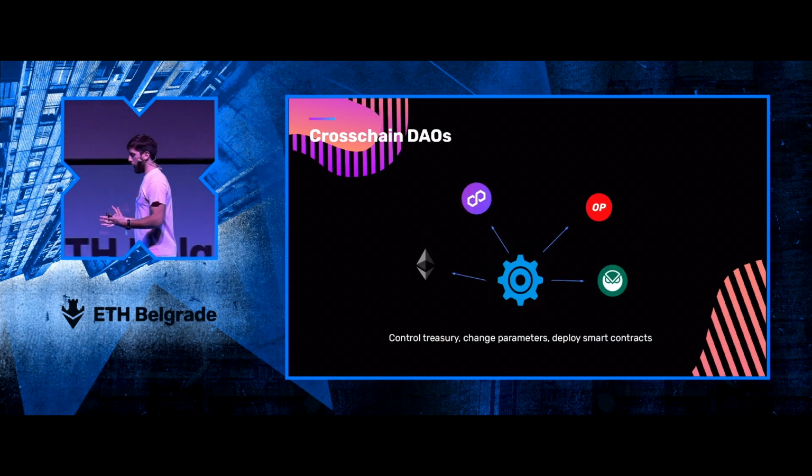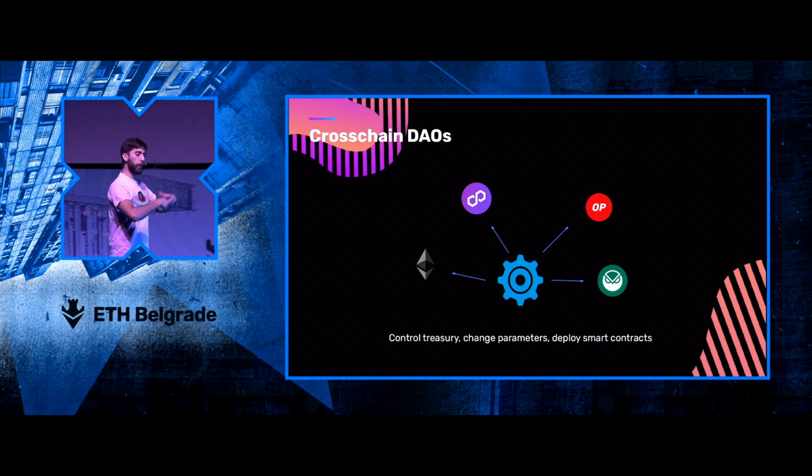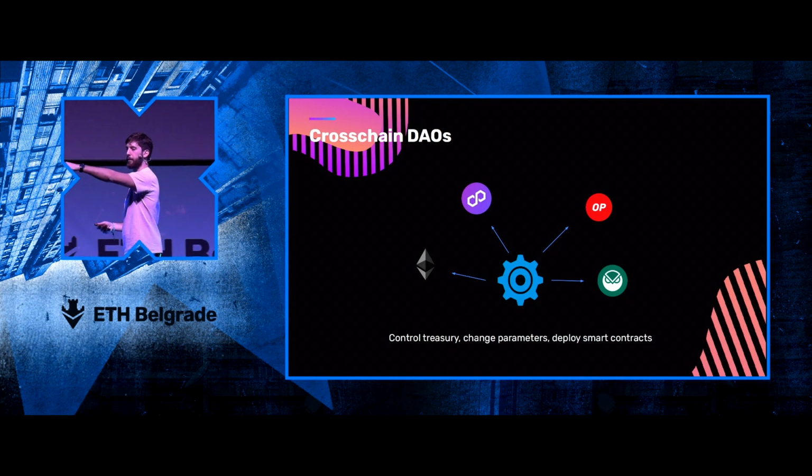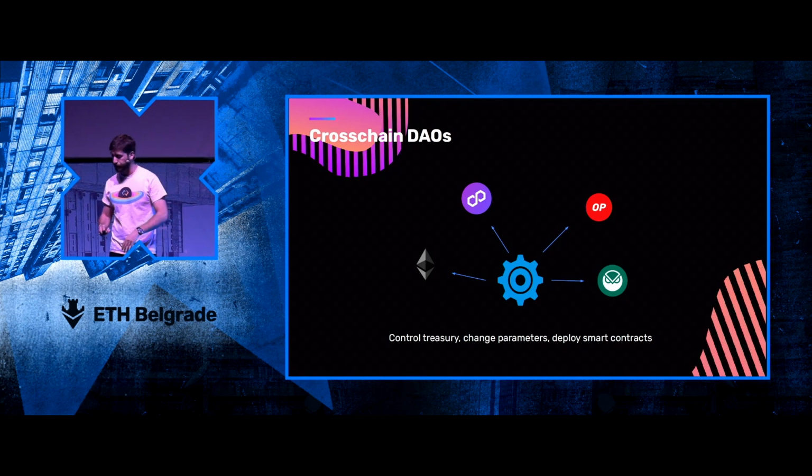Imagine a DAO that sets up its headquarters on a specific chain, but then has the necessity to manage funds on different chains. Now they can do it with this cross-chain communication in a very secure way. They can distribute the treasury if they want to pay their members on a different chain. They can change a smart parameter on a smart contract on another chain. They can actually deploy full smart contracts on the different chains.